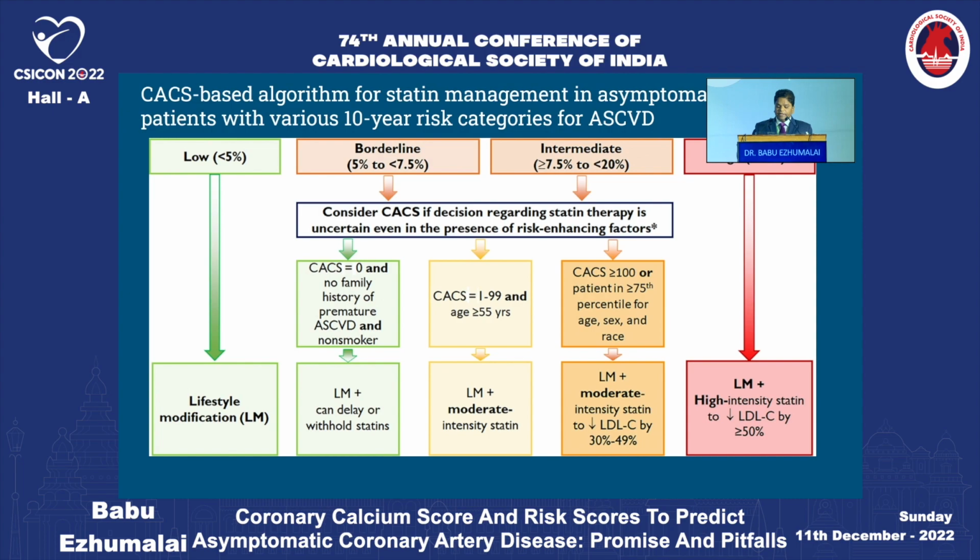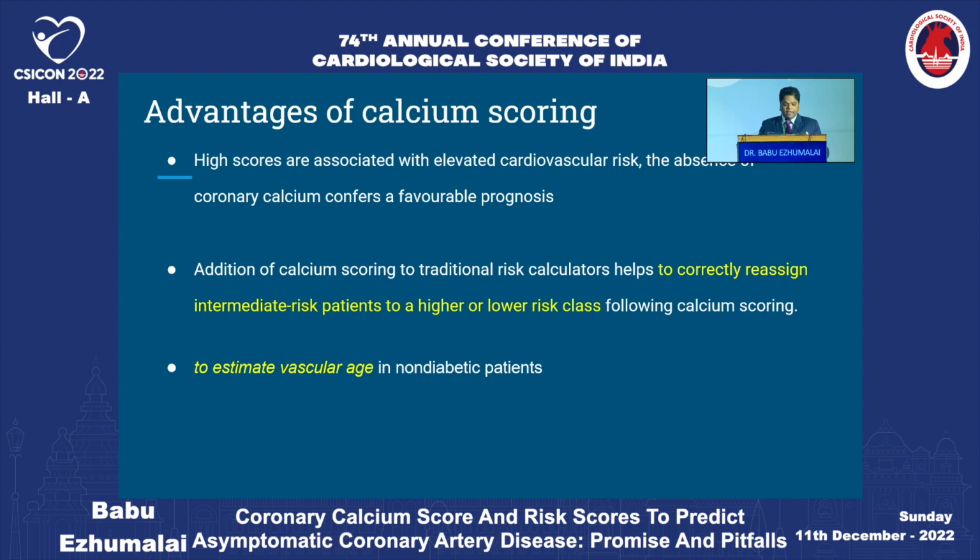If the CAC score is 1 to 99 and the age is more than 55 years, then you may advise a moderate-intensity statin. If the CAC score is more than 100, you definitely have to advise a moderate-intensity statin. So reclassification of this borderline and intermediate risk group is done with the help of calcium scoring. Any high score is always associated with elevated cardiovascular risk, so it gives prognosis, and it adds to traditional risk calculators to correctly reclassify intermediate and high-risk patients to a higher or lower risk following calcium scoring. It also gives an estimate of the vascular age of the patient.